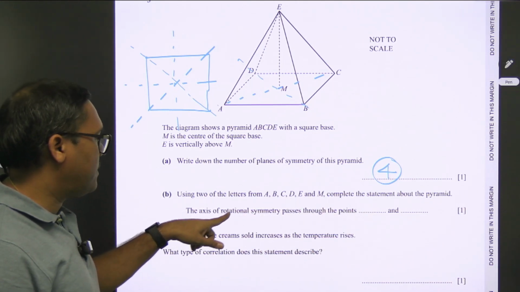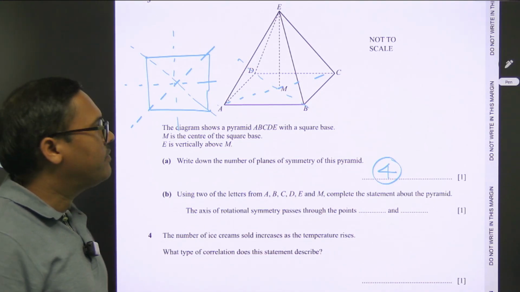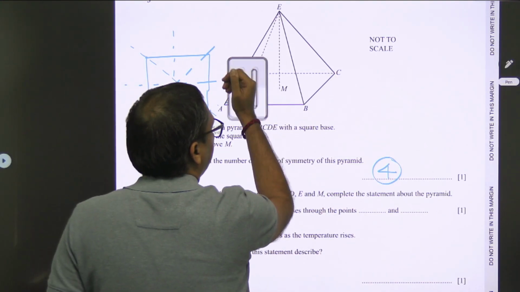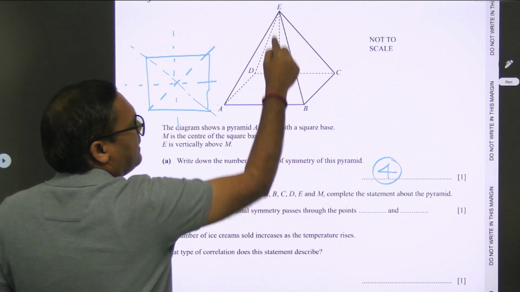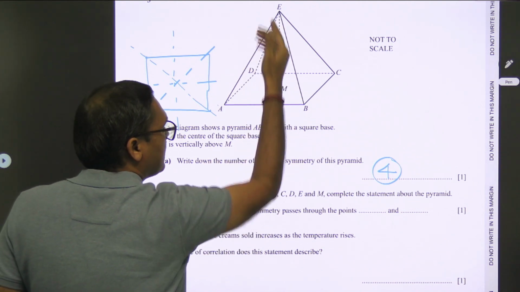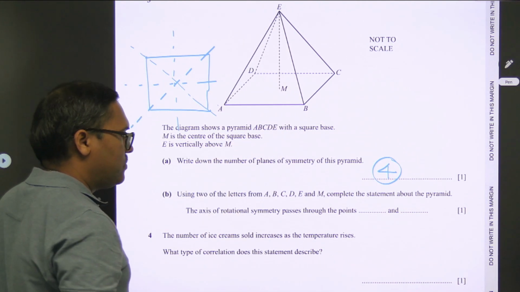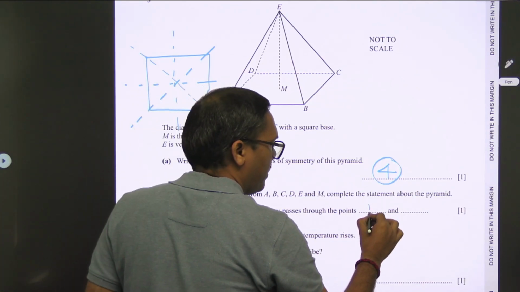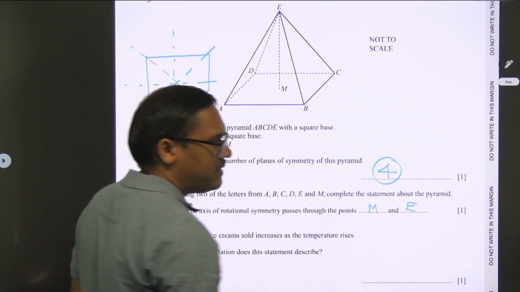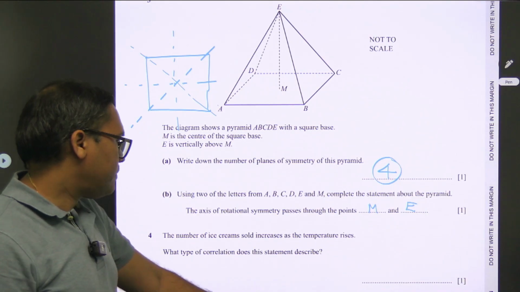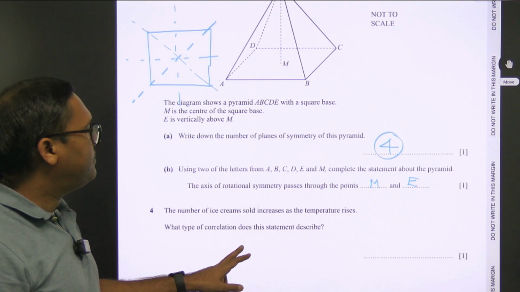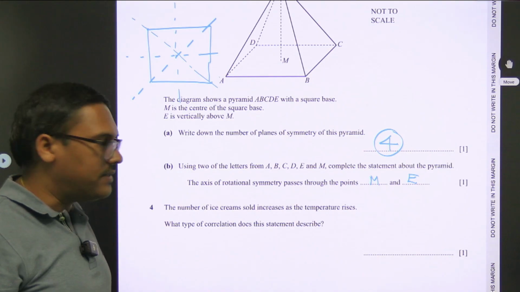Axis of rotational symmetry passes through the point. Now, if you can see, this is a vertical line. This is exactly above this. So what is the rotational symmetry? This is about this line ME. So this rotational symmetry passes through the point M and E. That is the answer for this question. This is easy. 4 and ME, that is the correct answer.